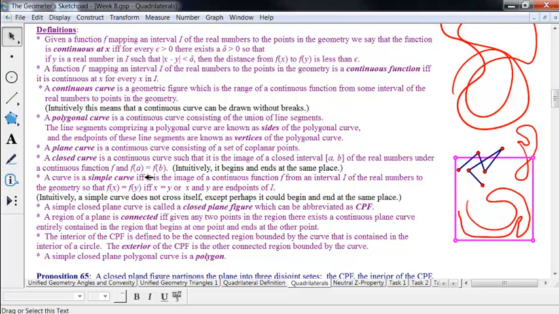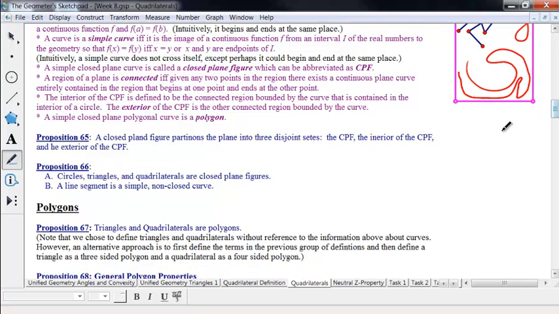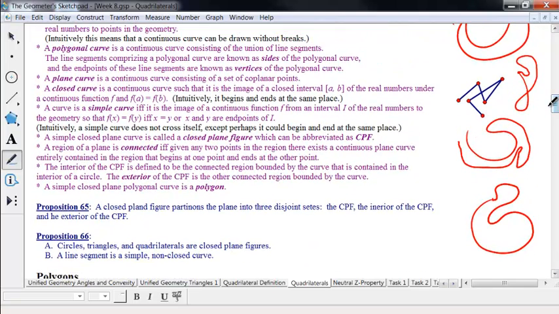So a simple closed plane curve is called a closed plane figure, and it begins and ends at the same point, but otherwise doesn't repeat anywhere. So that's a closed plane figure.